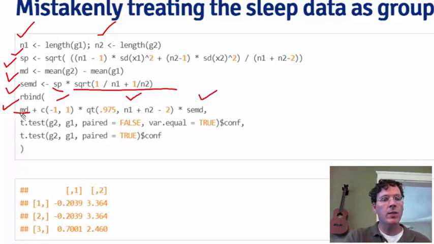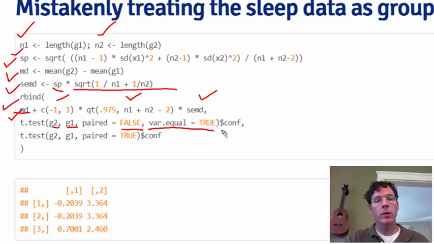And then I do t.test, and I give it the first vector and the second vector. I tell it paired equals false, and then because I want the interval where I'm treating the variance in the two groups as equal, I do var.equal equals true, and then I grab the confidence interval part.